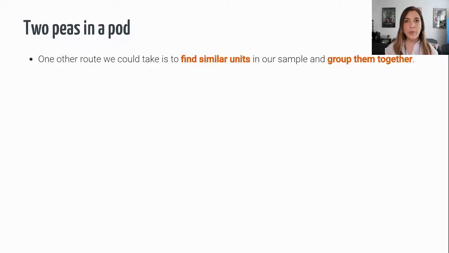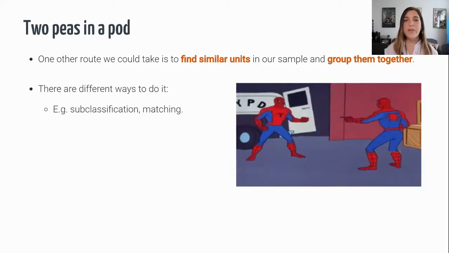So basically what we want to do now, instead of relying on regression analysis, is find similar units in one of our samples and group them together with similar units that are in the other sample. So if you think about the treatment and the control group, I want to take units of the treatment group and find matches or similar units in the control group. There are different ways to do this. They're all kind of similar in that sense, but you can think about subclassification or you can think about matching. And matching is a very broad term because there are a lot of ways that you can do matching, as we will see.